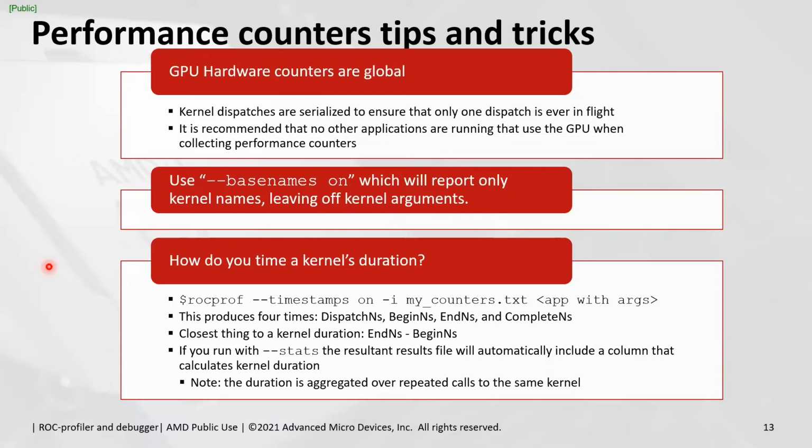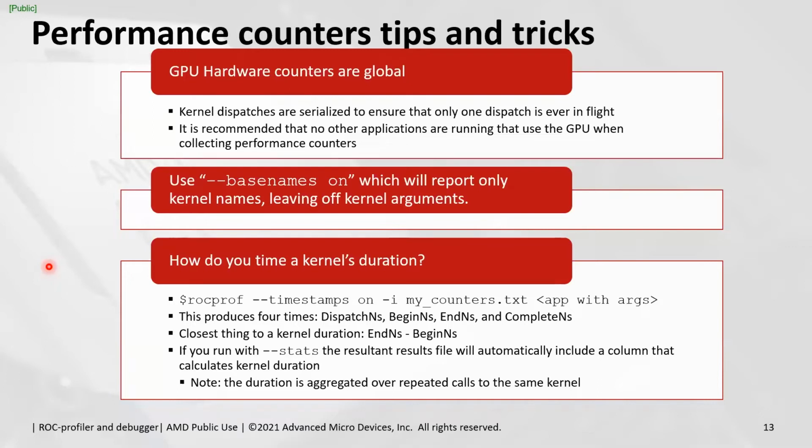And some common questions that we always get is, how do you time a kernel's duration? So the --timestamp on option will give you 4 different times, which are the dispatch time of the kernel, the begin, the end, and when it was completed. The difference between the end and the begin timestamp is probably the closest thing to your kernel duration.